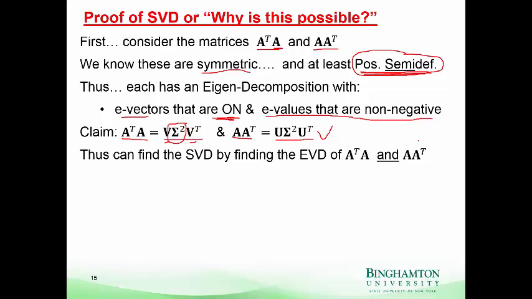So this is telling us that if this claim is true, to find the singular value decomposition of A, we just have to form A transpose A and then do an eigenvalue decomposition of it, and form A A transpose, do an eigenvalue decomposition of that, and we'll have all three matrices that we need. We'll have V, we'll have sigma, and we'll have U. So let's take a look at this.